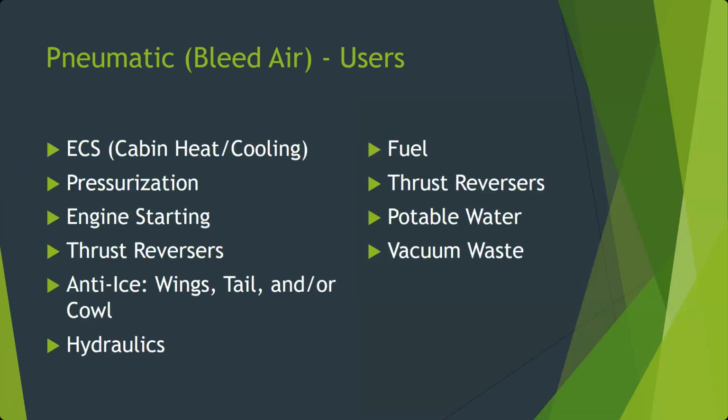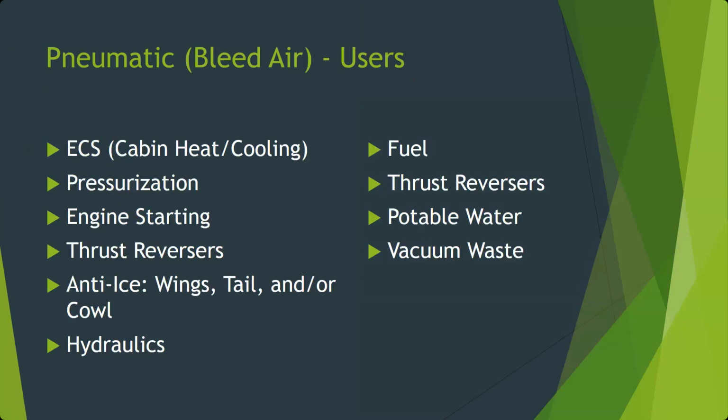So environmental control, we talked about pressurization, engine starting, thrust reversers, anti-ice, which can also be wings, tail, and or cowls, the hydraulics, fuel, thrust reversers. I have that twice. Silly me. Potable water, vacuum waste. Potable water, we can pressurize a water tank to send water up to the faucets.